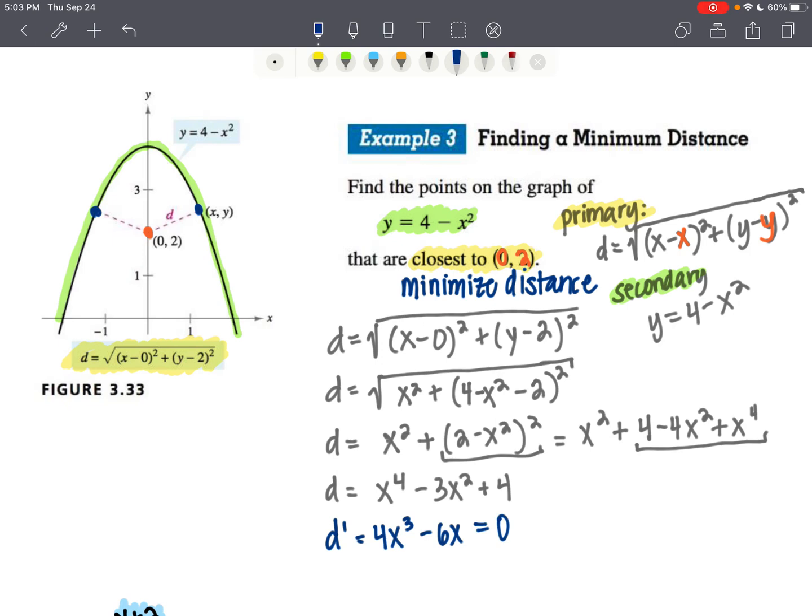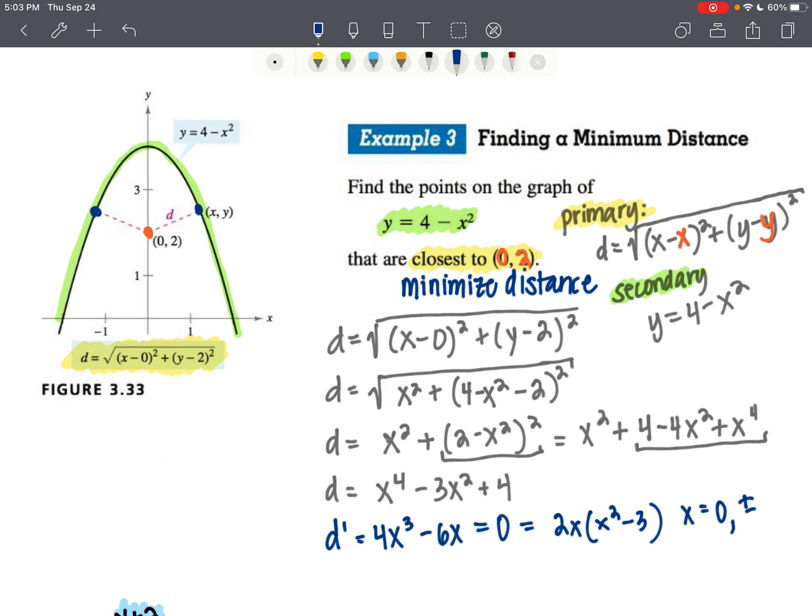So I've got 2x that comes to the outside, leaving me x squared minus 3. And then x equals 0. Is that right? Or plus or minus 3, right? Plus or minus 3. I think I got that. Plus or minus 3. Something is amiss, I think.